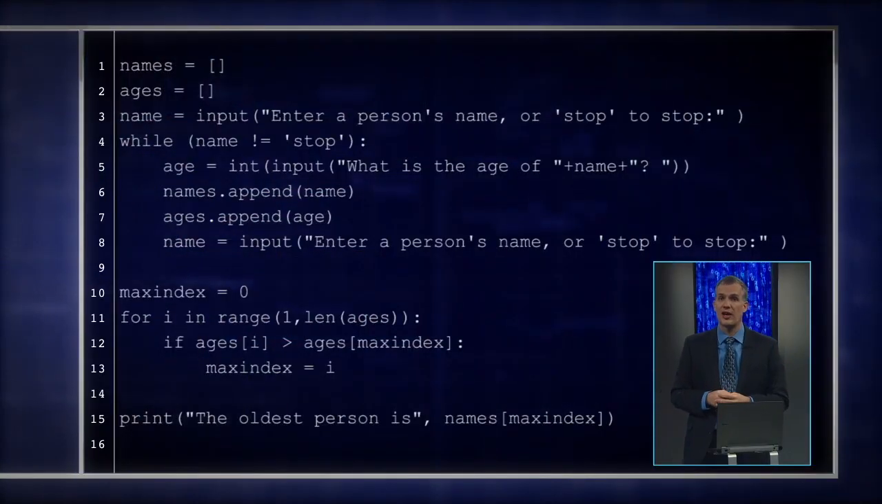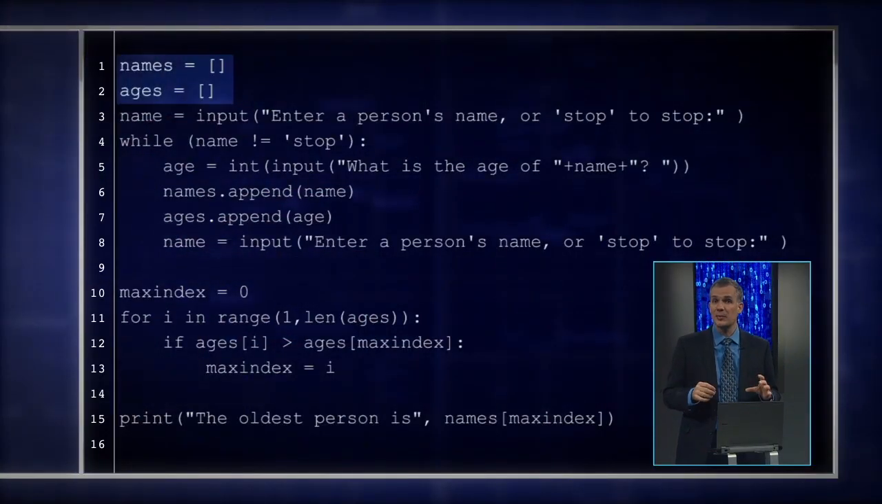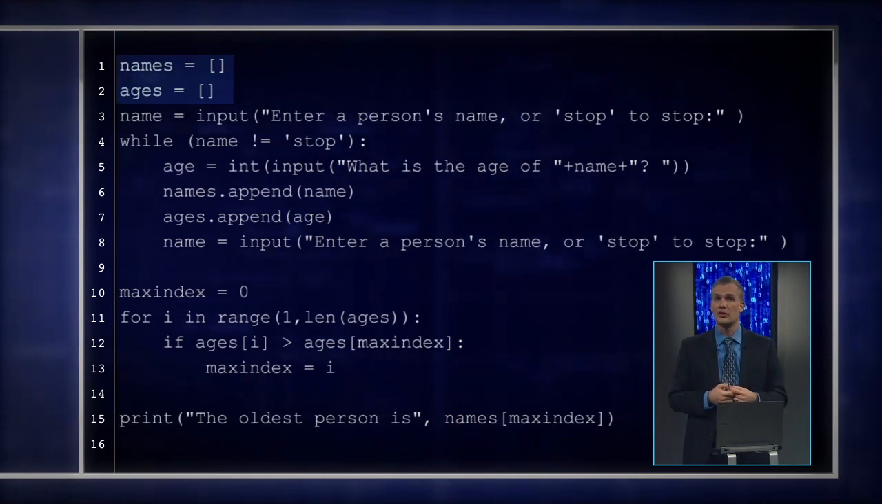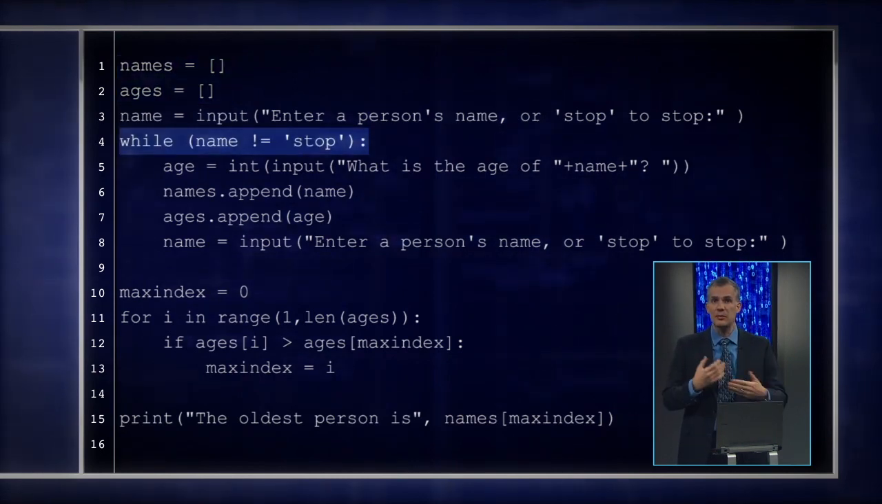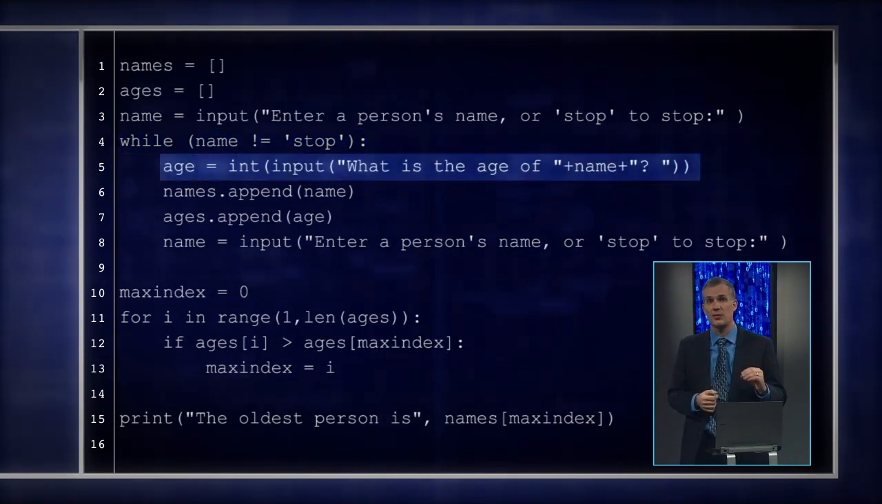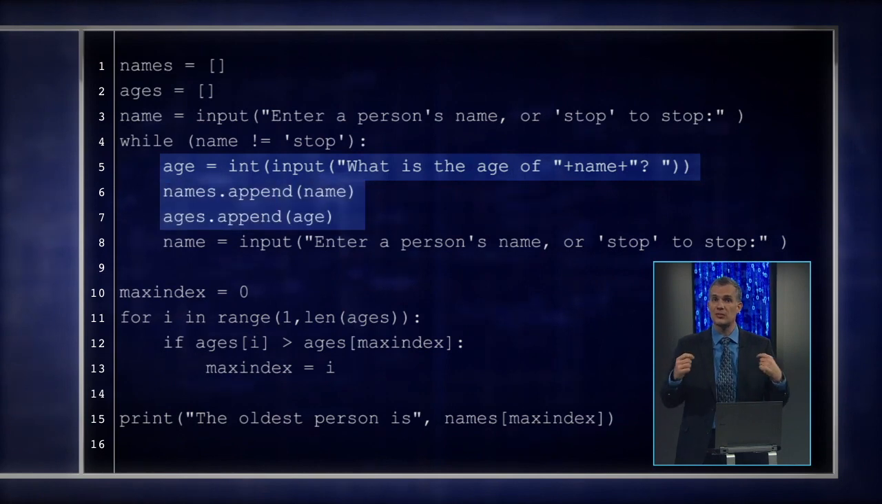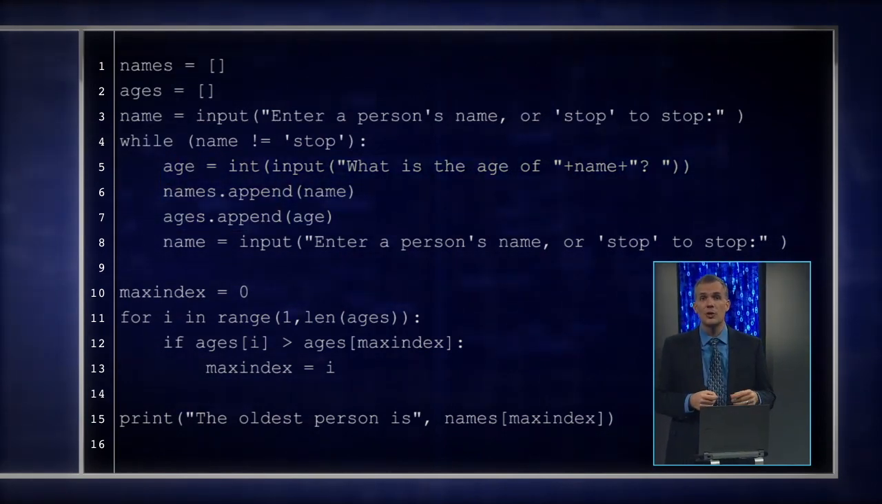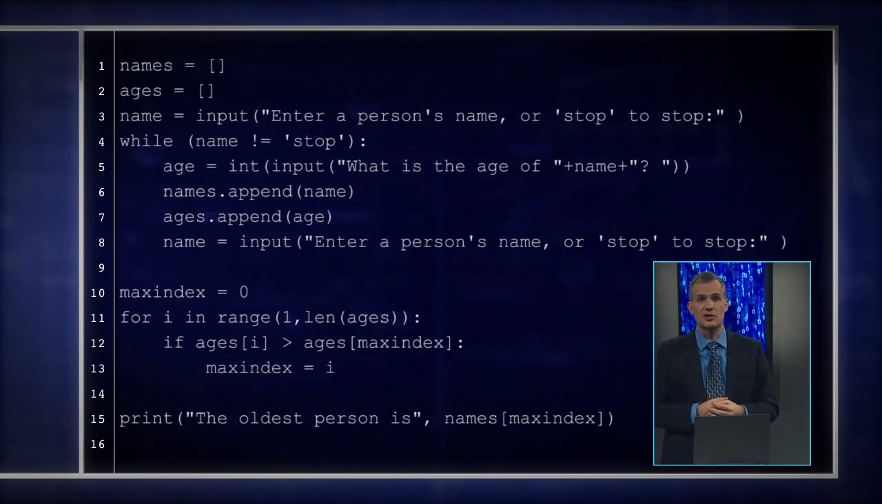Here's one example of how this could be implemented. At the beginning, we have our 2 lists, one for names, one for ages. We have a loop to keep getting names and ages until someone enters stop. Each time they enter a name and age, we append them to the appropriate list. Then, in the second part, we try to find the person with the biggest age.